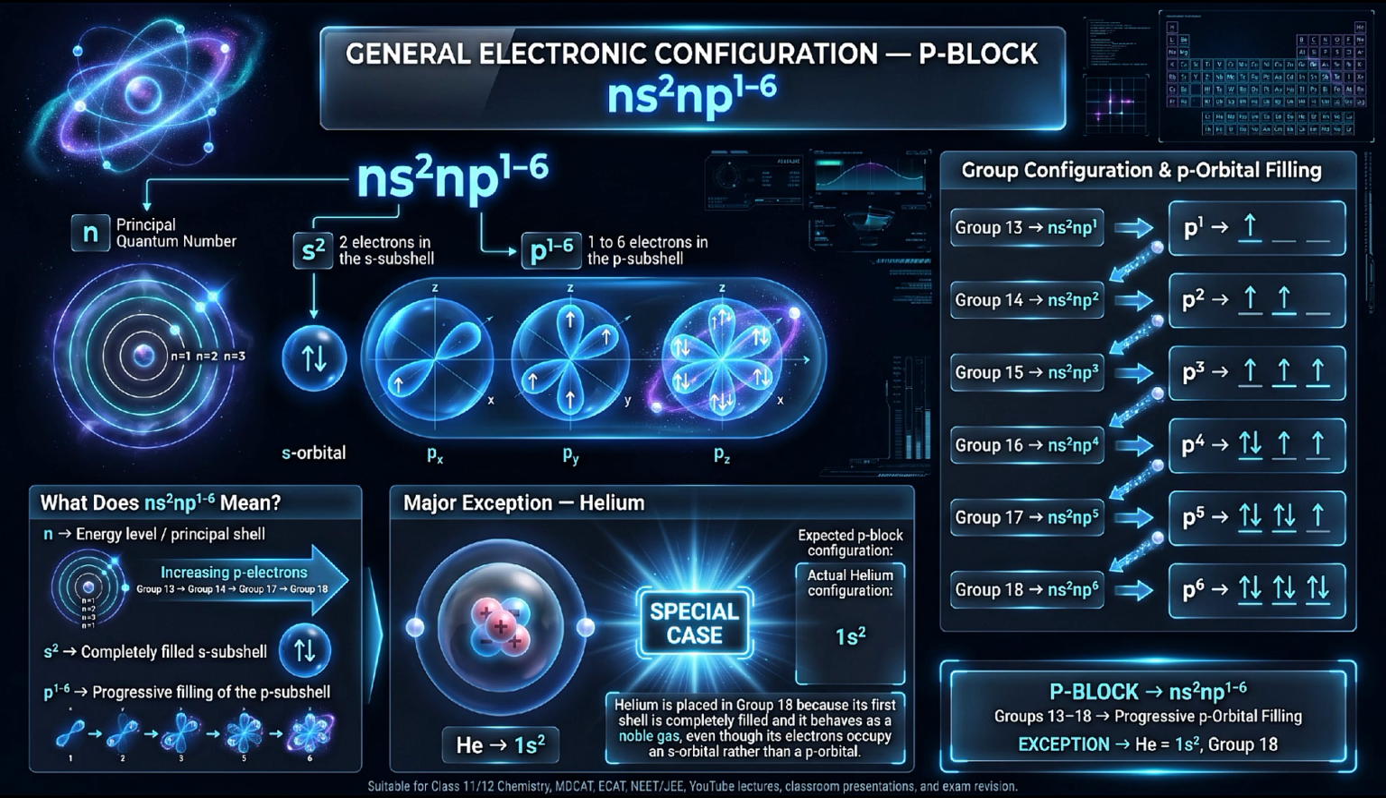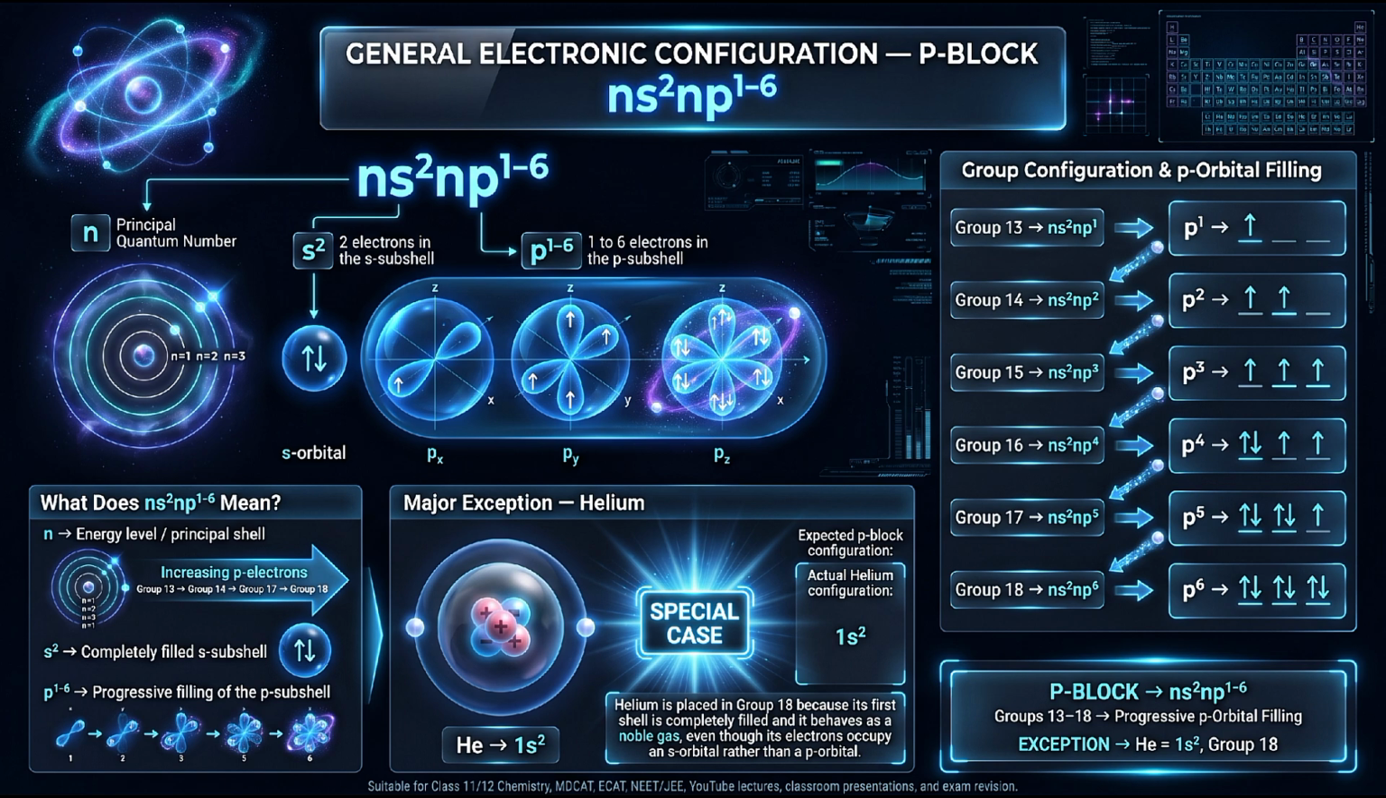The same pattern can be seen in the third period. Aluminium has 3s², 3p¹. Silicon has 3s², 3p². Phosphorus has 3s², 3p³. Sulfur has 3s², 3p⁴. Chlorine has 3s², 3p⁵. Argon has 3s², 3p⁶. Again, the s-subshell remains completely filled with 2 electrons, while the p-subshell is progressively filled from 1 electron to 6 electrons.